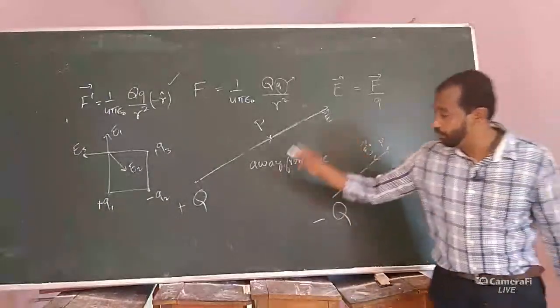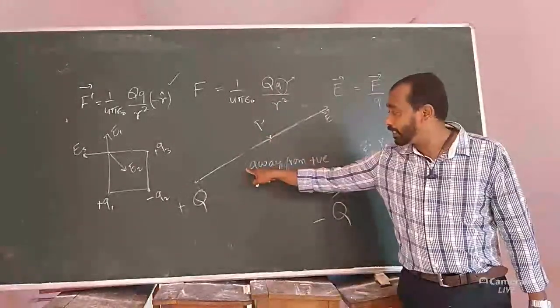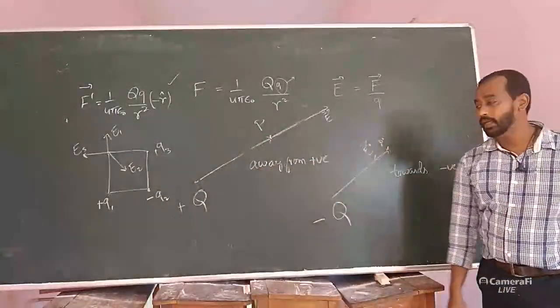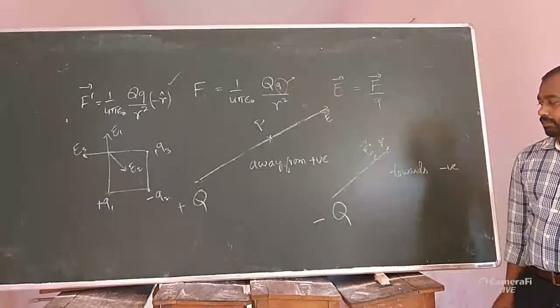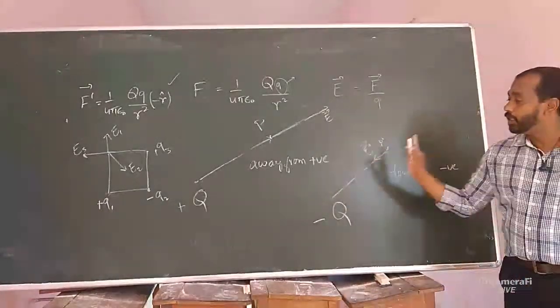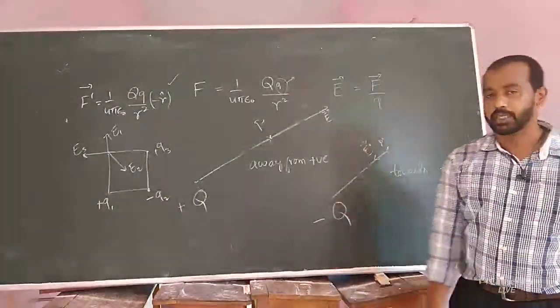In general, remember that the electric field at a point is always away from the positive charge, and it is always towards the negative charge at a given point. Source charge indicates the direction of the electric field. That is how we are going to generalize the direction of the electric field.